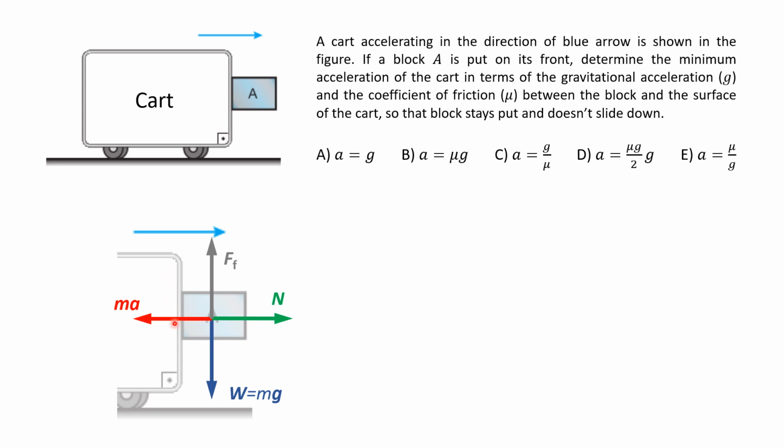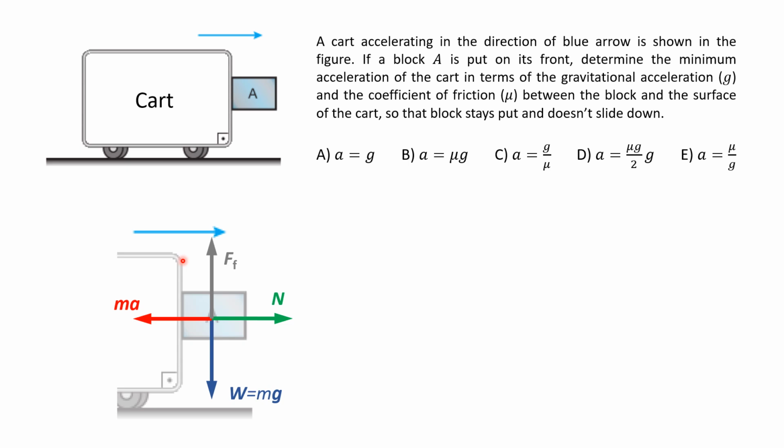At the same time, the front surface of the cart will exert a normal force on the block, which is going to be N here, right? And you will have the weight of the block, which is going to be pulling it down, and the friction force between the block and the surface of the cart that's going to be pointing in the opposite direction.